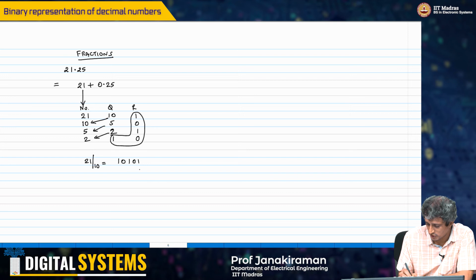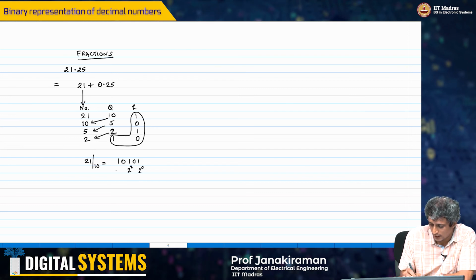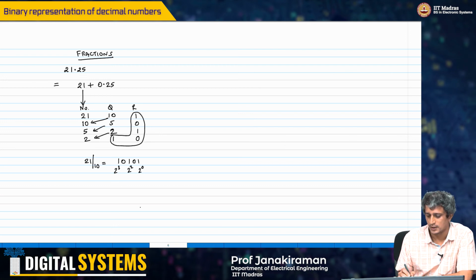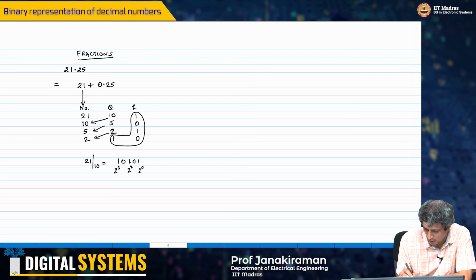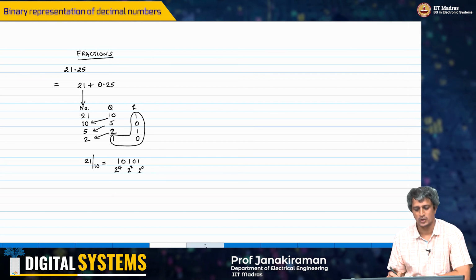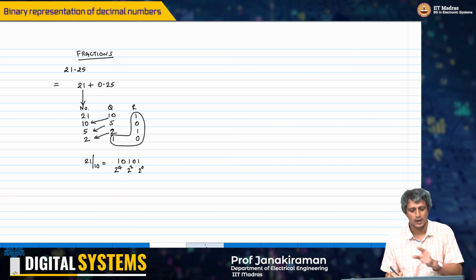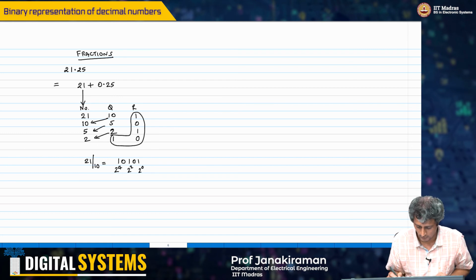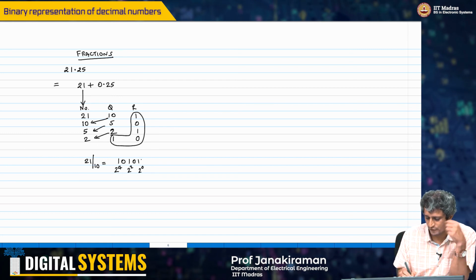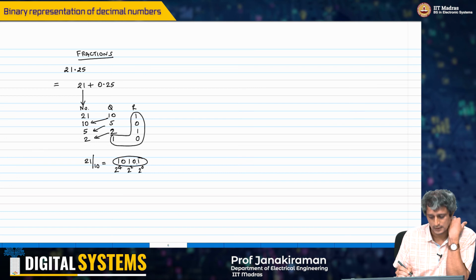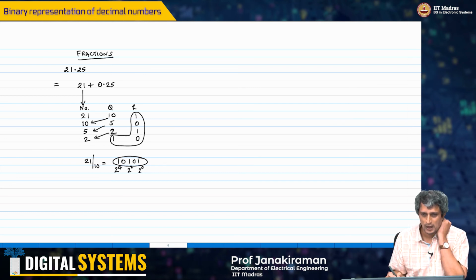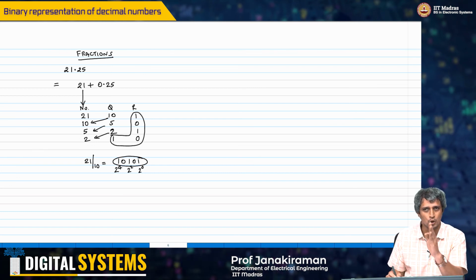So what is this? This is 2 power 0, 2 power 1, 2 power 2, and this one is 2 power 3. No, I am sorry, this is 2 power 4. So therefore it is 16 plus 4, 20, plus 1, 21. So effectively I have this as my binary representation of 21.